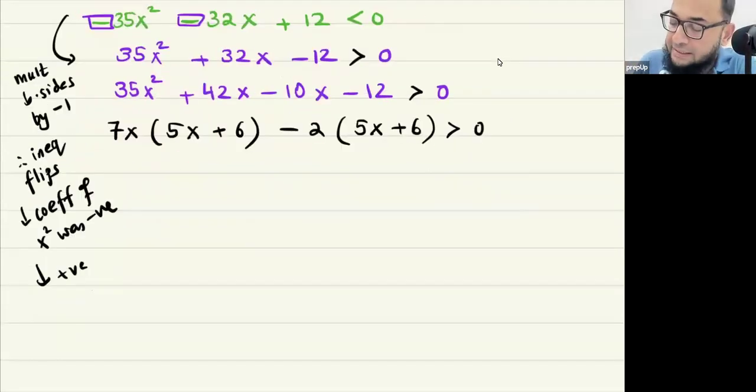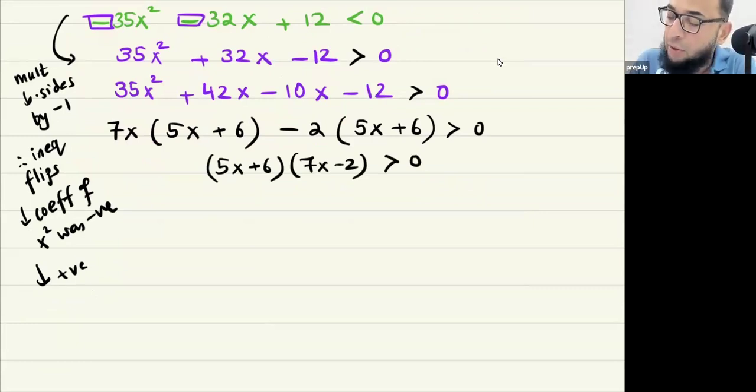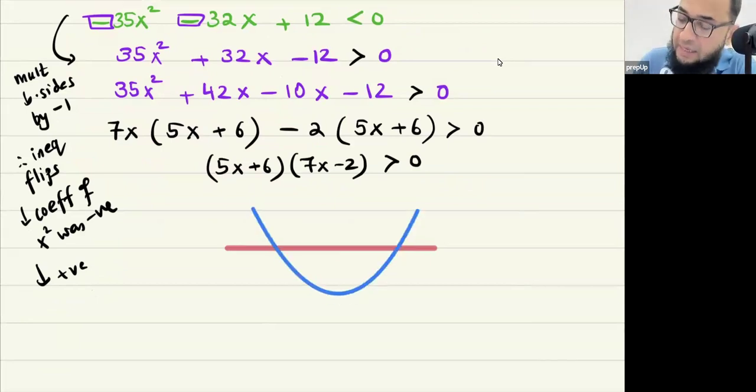Now let me proceed with this. (5x plus 6)(7x minus 2) is greater than 0. So now draw the x-axis. Draw a curve like this. Mark the roots. This is positive 2 over 7. This is negative 6 over 5. You can just do it visually. And it's greater than 0.